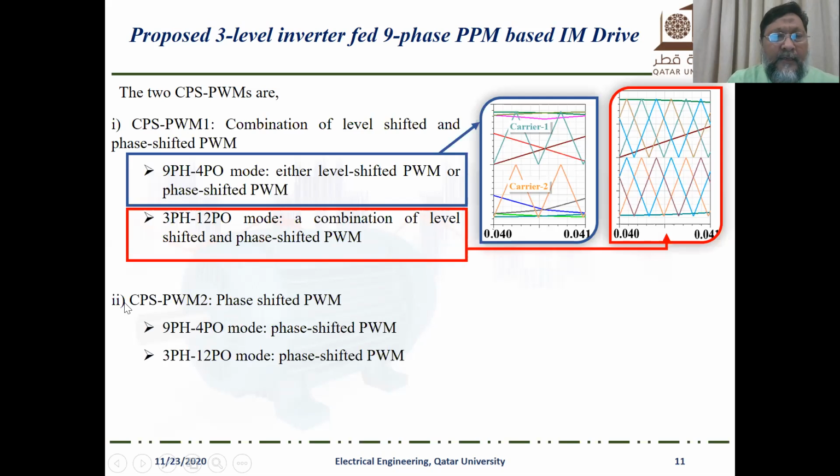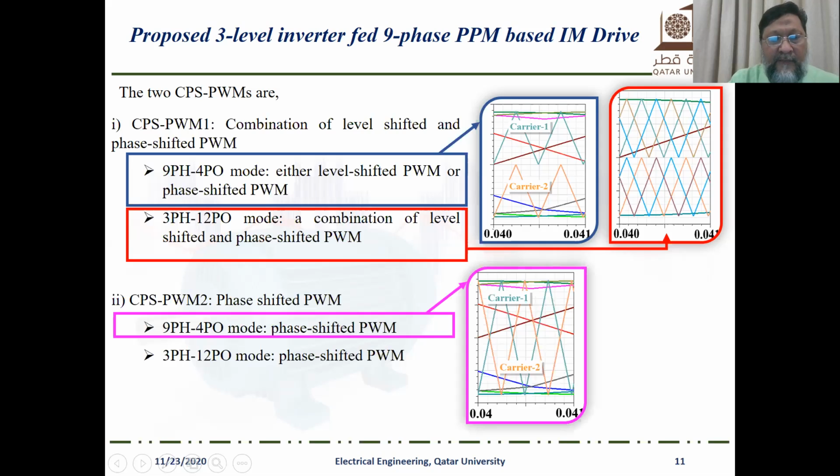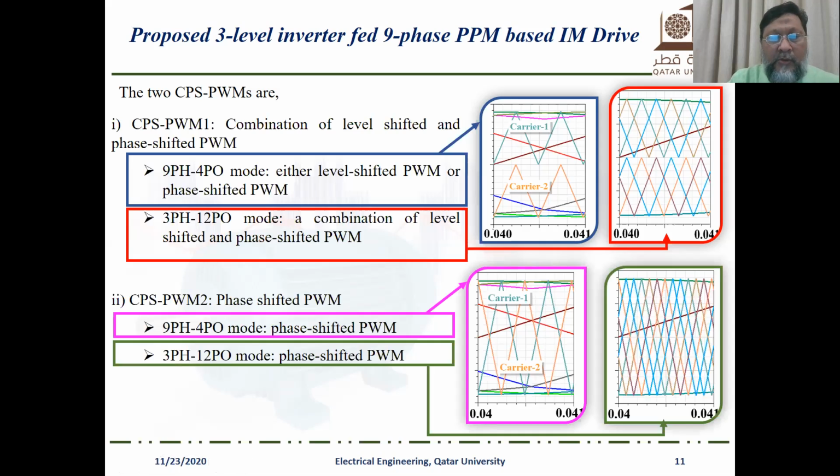Now carrier phase shifted PWM2. So this is carrier phase shifted PWM1, and this is carrier phase shifted PWM2. Here in 9-phase 4-pole mode, all of them use phase shifted, while in 3-phase 12-pole mode it is also used in the phase shifted PWM technique.